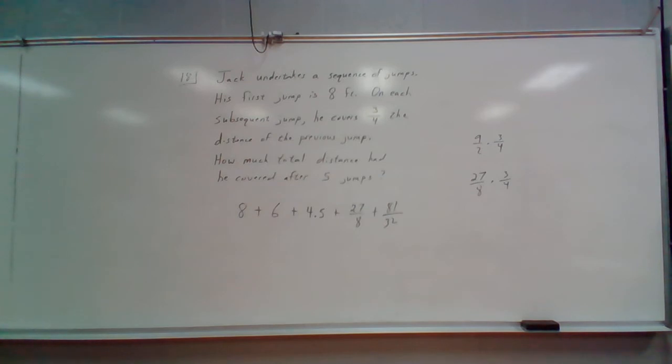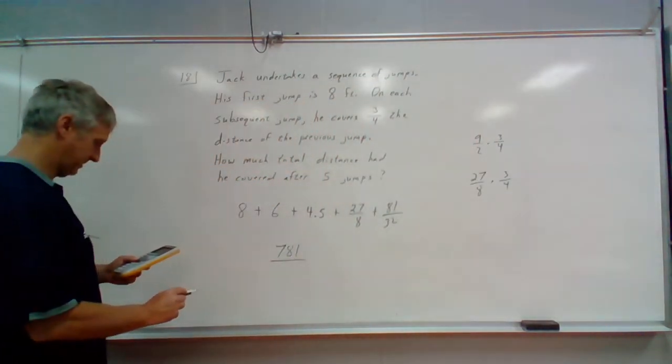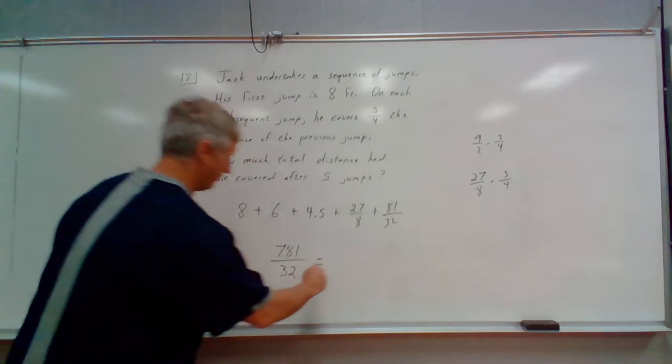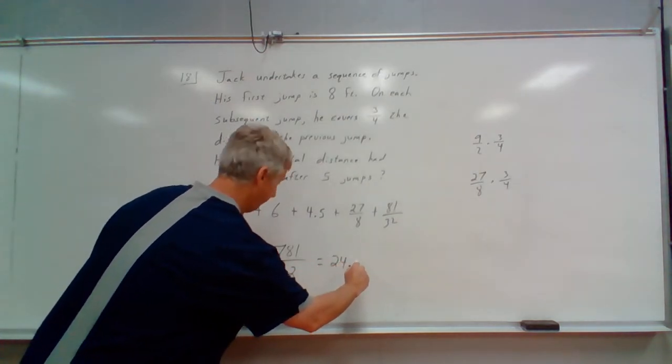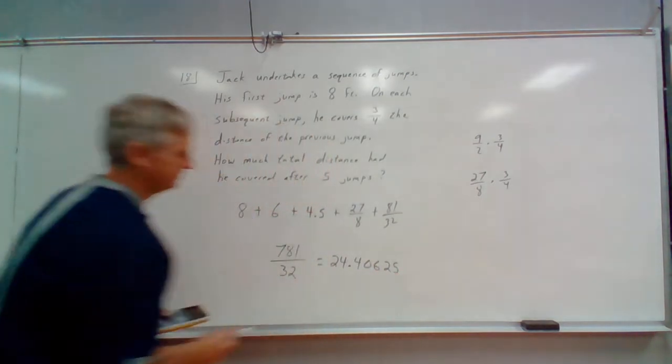So you can pull out your calculator. Calculator will be allowed on this part of the test. 8 plus 6 plus 4.5 plus 27/8 plus 81 divided by 32. And I get 781 divided by 32, which is 24.40625 total feet.